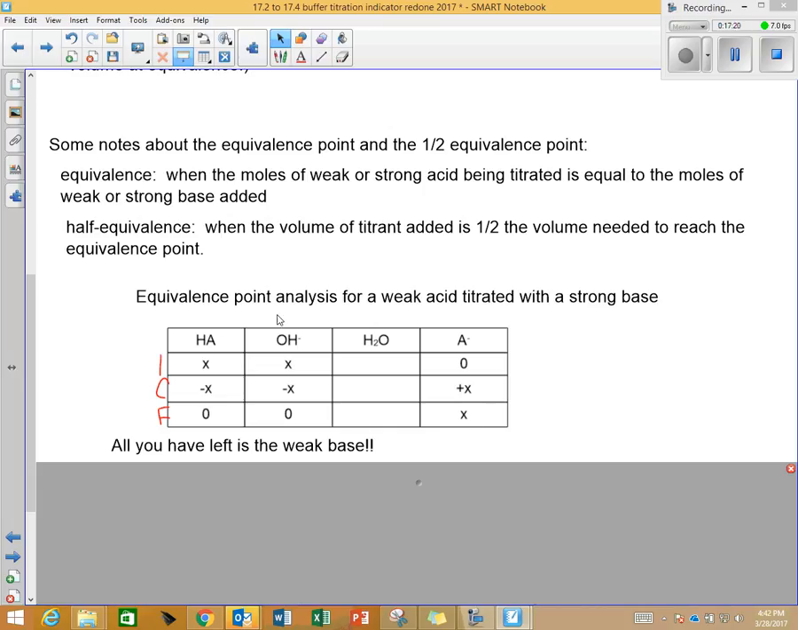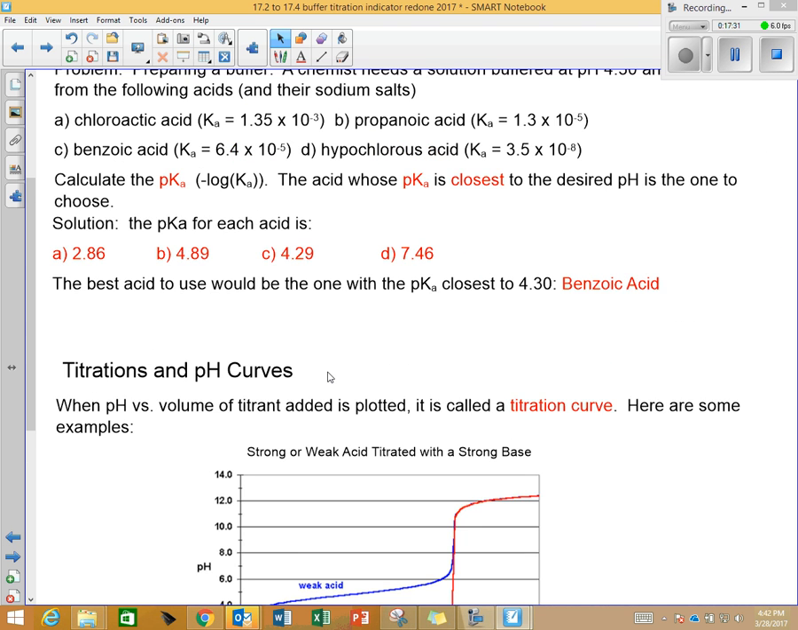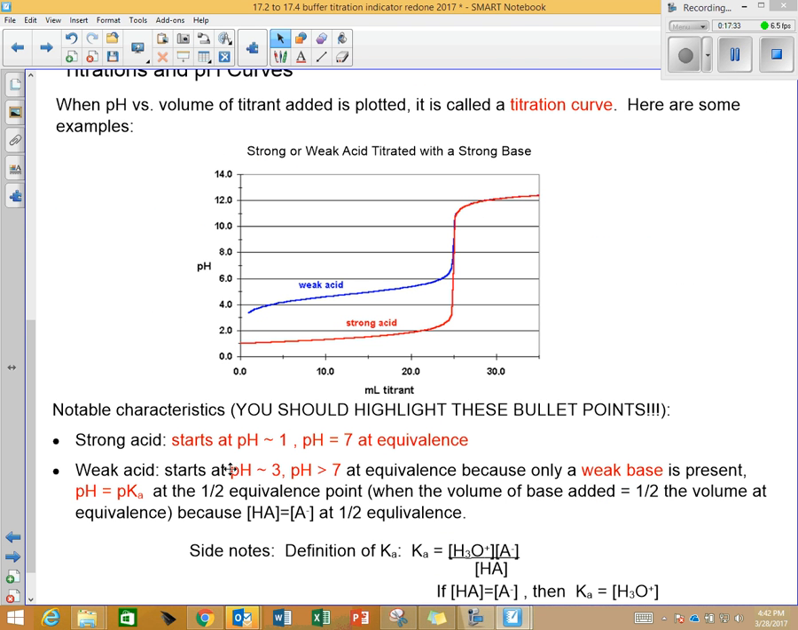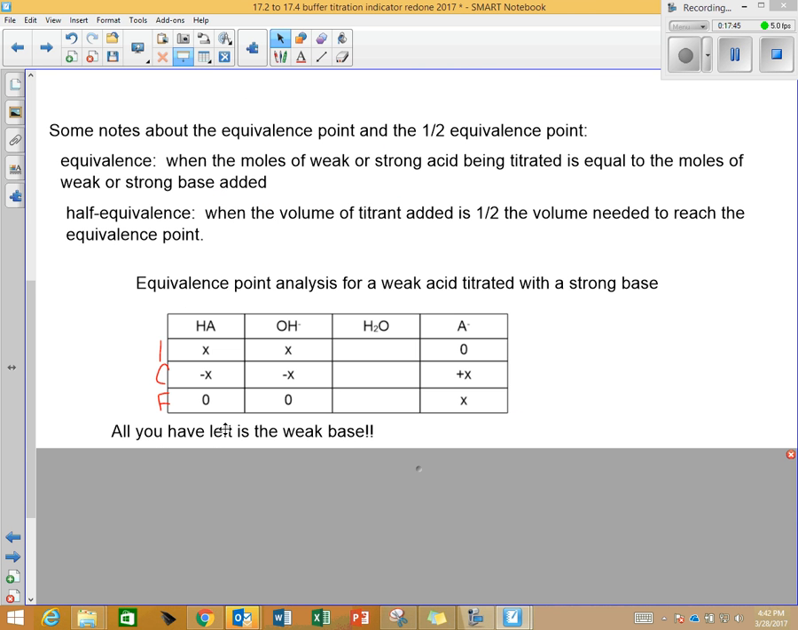So for a weak acid, strong base, you will be basic at equivalence because all you have left is a weak base. So that explains on this page why the pH is greater than 7 at equivalence, because you have only a weak base present. So here you saw the words. Now I'm deriving why you have only the weak base left.